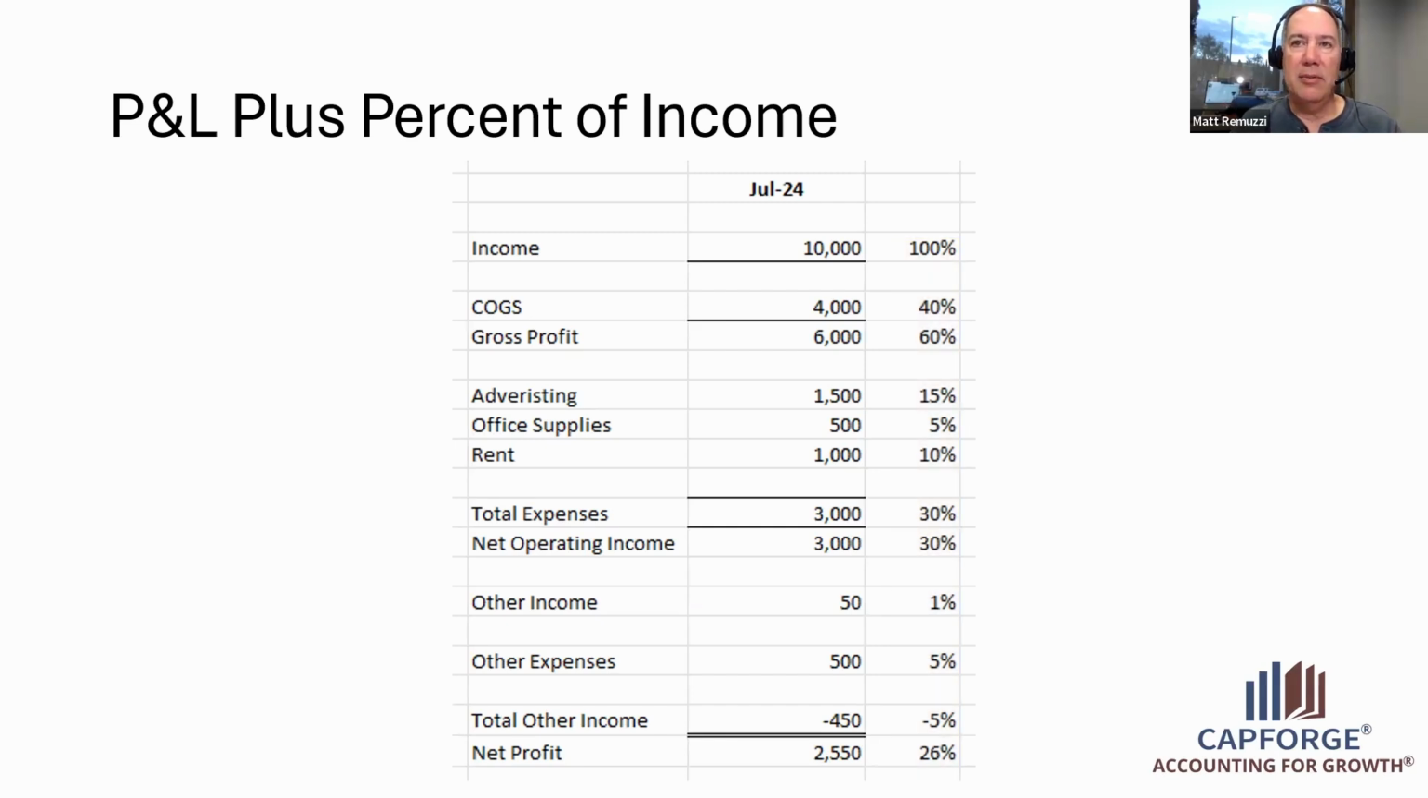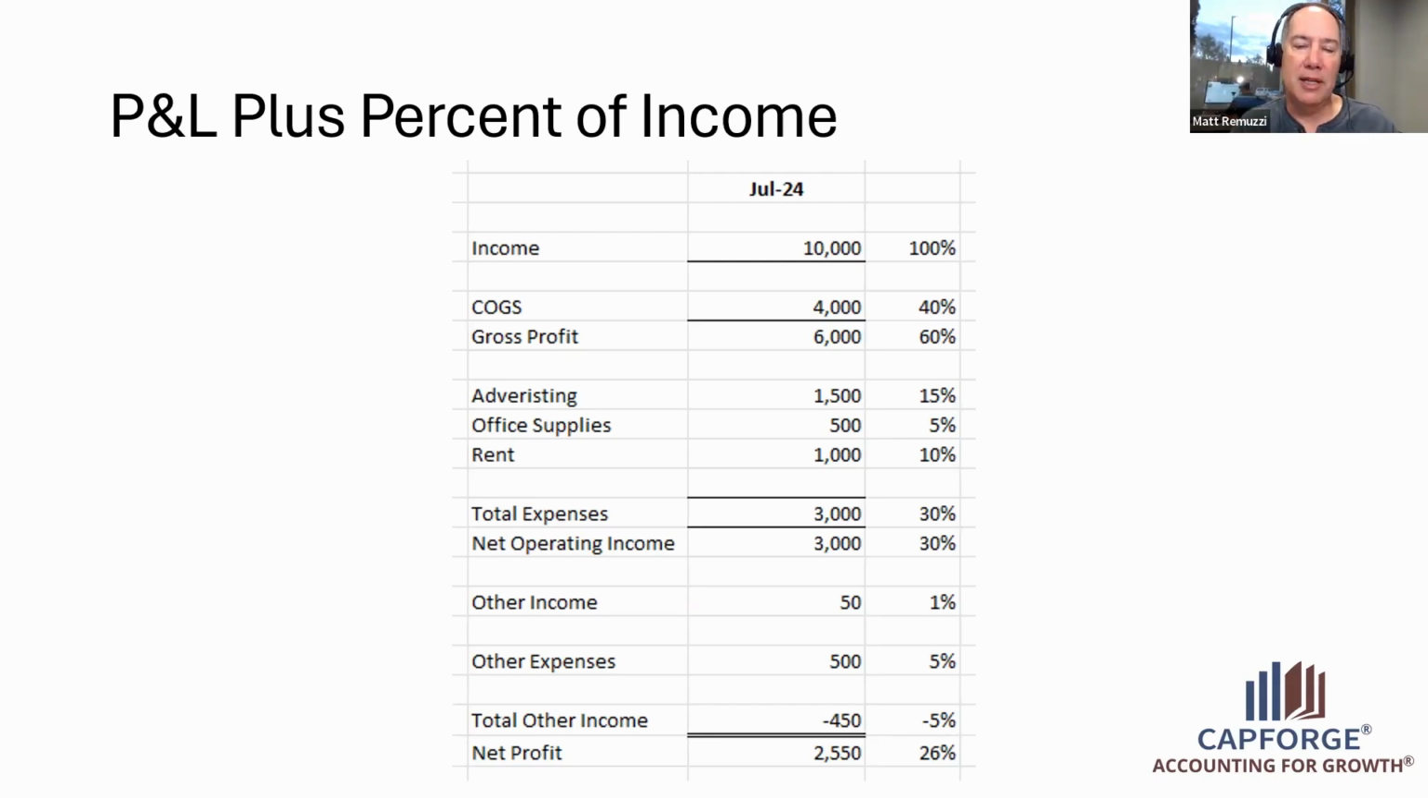So in this case, we have one line for income, which is 100%, $10,000. Then we say our cost of goods sold was 40%. So out of the $10,000 we brought in, 40% of it went right back out the door to delivering the actual products and services that people were buying from us.